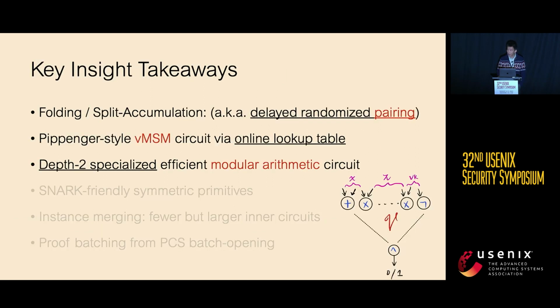The key takeaways are that I'm going to highlight three expensive operations or sub-procedures that are very common in the verifier algorithms of a lot of the universal SNARKs. These are pairings, MSM, and modular arithmetic. And we're going to talk about the optimizations used in this work.